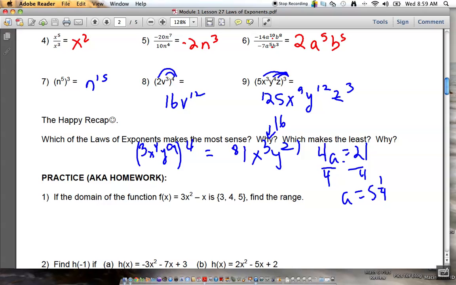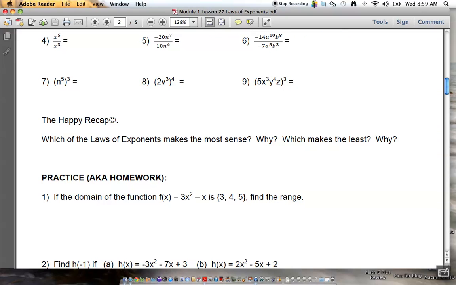Okay? All right, so we got our laws of exponents down pat. Multiply coefficients, add exponents, divide coefficients, subtract exponents.